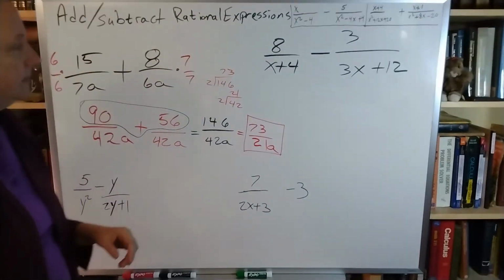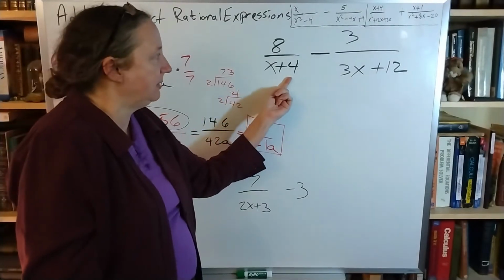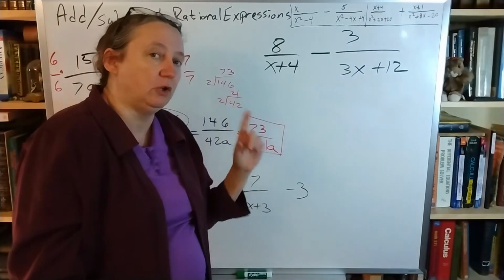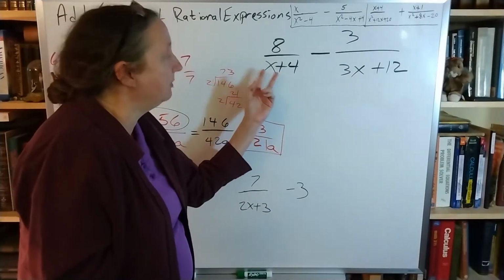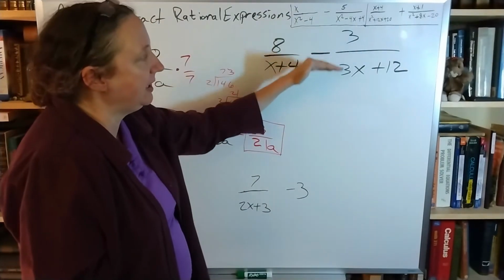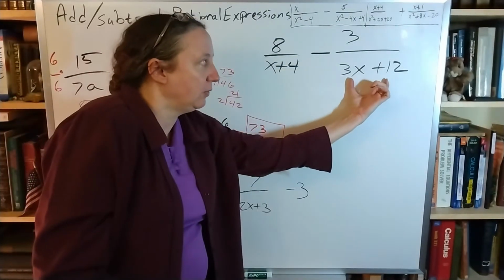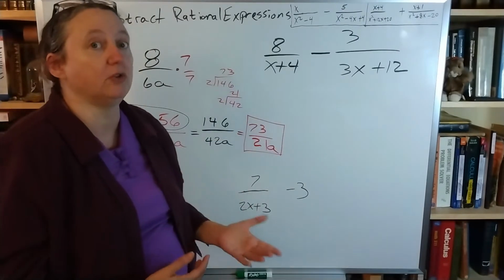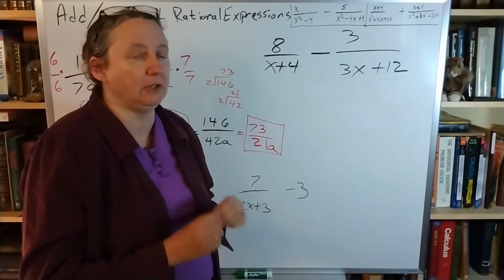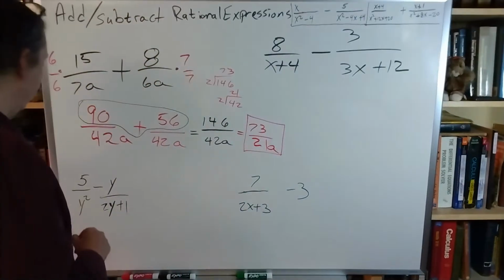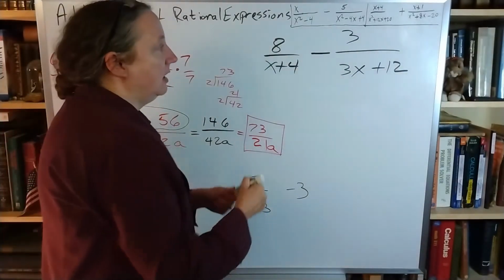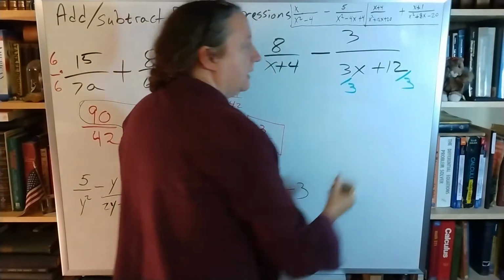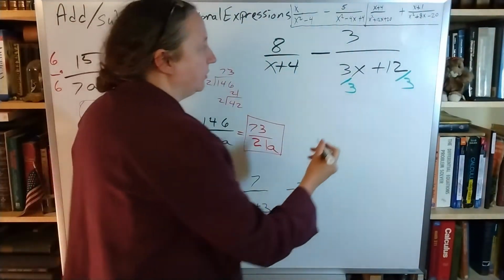Looking at this next one, I look at my denominator, x plus 4 and 3x plus 12, they're not the same. So I could take the x plus 4, multiply it to both top and bottom here, take the 3x plus 12, multiply it to both top and bottom, or I could try to find a smaller common denominator. And that's what I'm going to do. I see that both of these, the 3 and the 12, can be divided by 3. So I'm going to do that first.